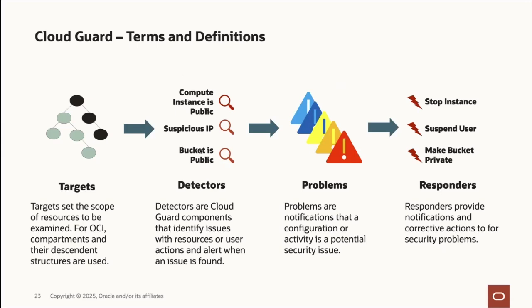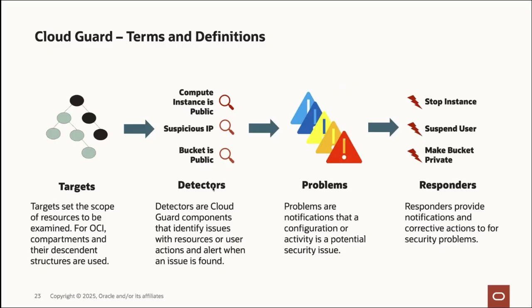From there, after the detector picks up on one of these issues, a problem will be generated. And a problem is essentially a notification that a configuration or user activity is a potential security issue to your environment. And there are different severity levels of problems. You have from low all the way to critical risk. And we can take a look at this deeper when we jump into the demonstration.